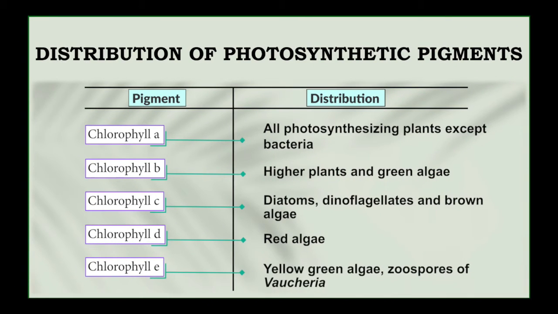But when we come to higher plants, there are chlorophyll A, B, C, D and E. Chlorophyll A is known as the universal photosynthetic pigment because it is present in all plants and algae, that is green algae or other forms of algae, but not in case of bacteria. Chlorophyll B is present only in higher plants and green algae. Chlorophyll C is present in diatoms, dinoflagellates and brown algae, whereas chlorophyll D is present in red algae and chlorophyll E is present in yellow-green algae or in zoospores of Vaucheria.